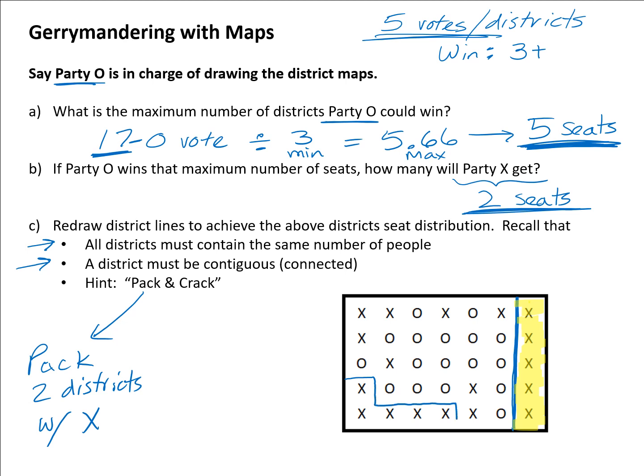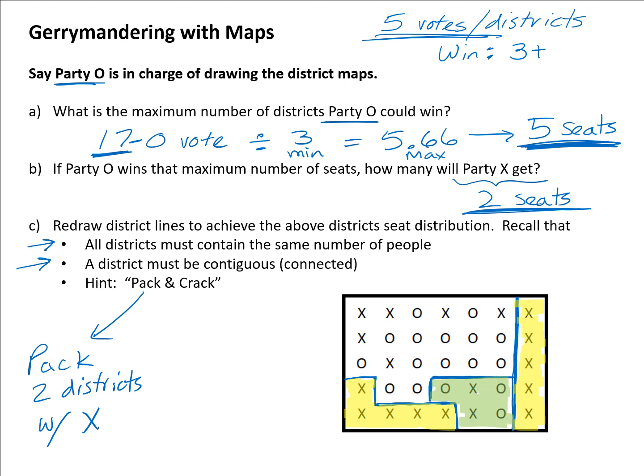And then I see a bunch here in the lower left corner, and I'm going to group 5 X votes together there to pack a second district. So here's a second district that goes to Party X. Now I'm going to go ahead and work on the seats that Party O is going to win. I'm going to start by making sure I only put in at most 2 X votes into anything. So I see 2 X votes in the bottom here. I'm just going to grab those with 3 O votes, and that would create my first O district.